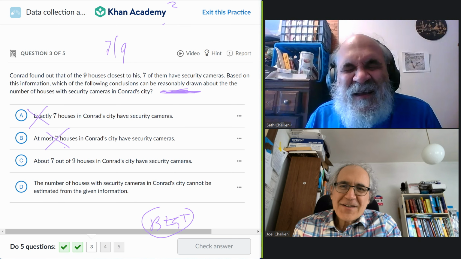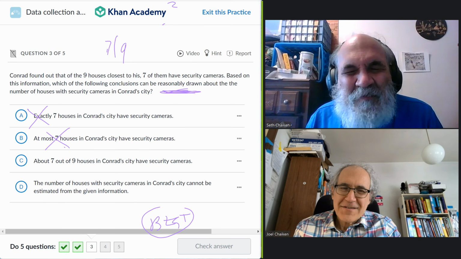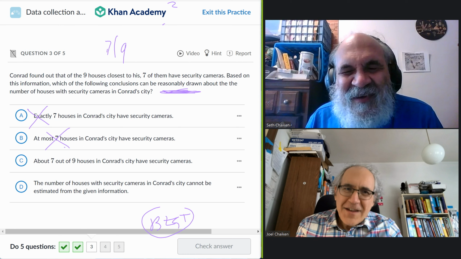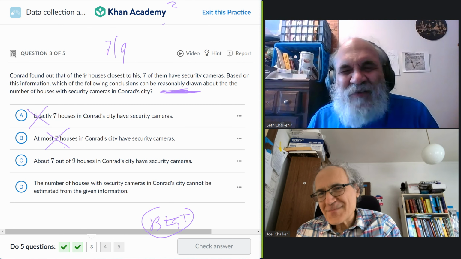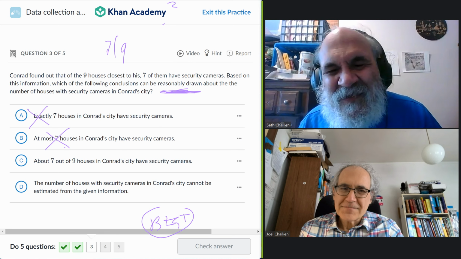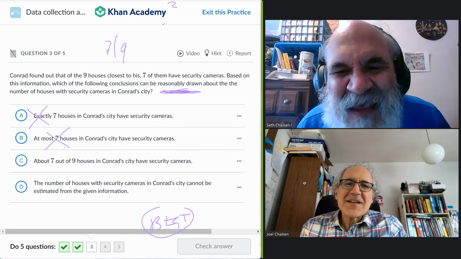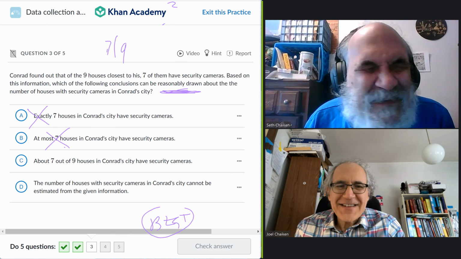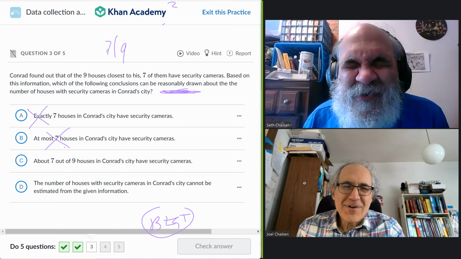Of course, he didn't look at any of the houses beyond the 9 that were closest to his. And the conclusion is that of all those houses that he never even looked at, none of them have security cameras. So that's ridiculous. Okay, so let's not wait. It's so obvious that now, at most, can be thrown out.